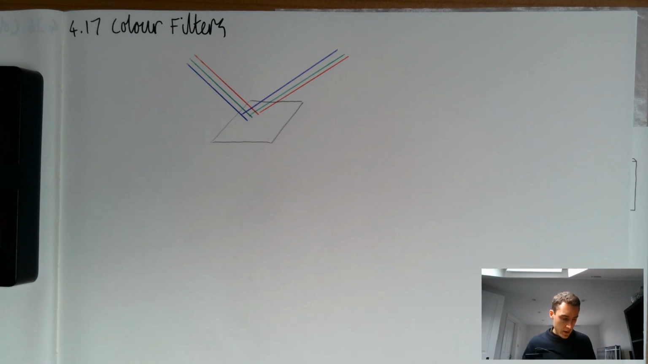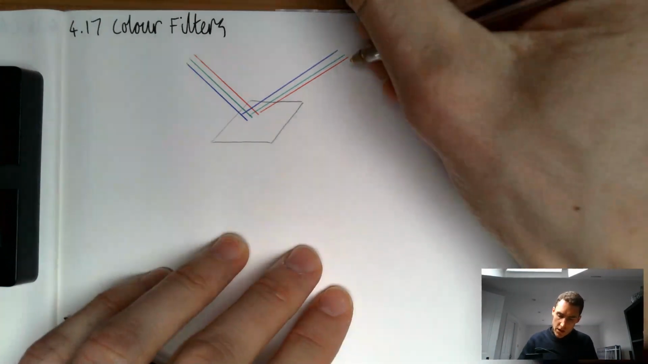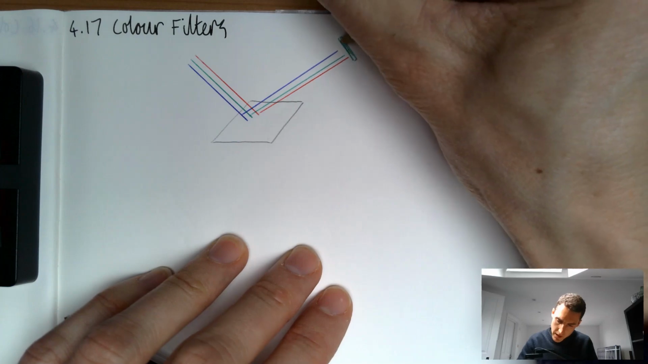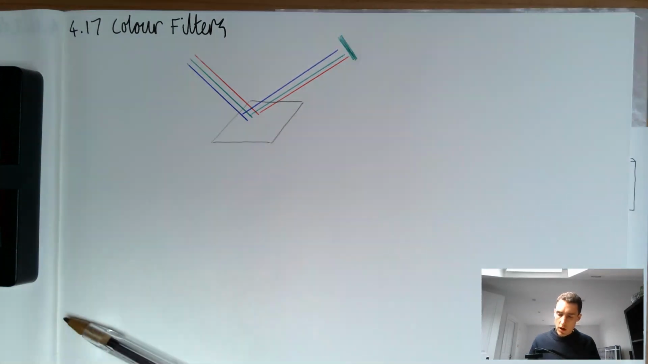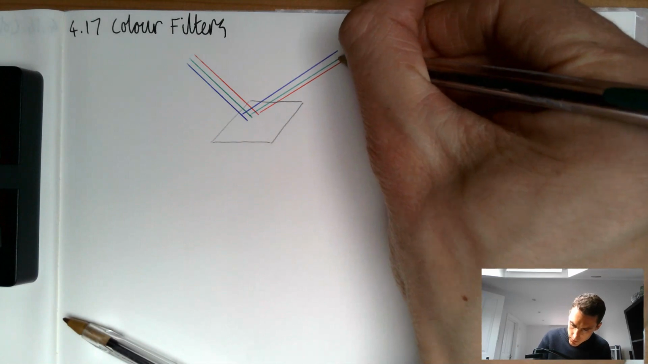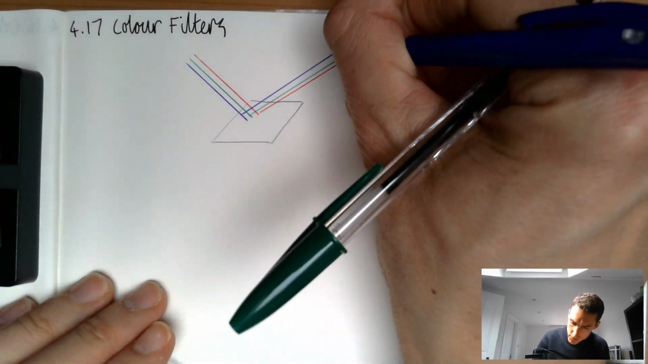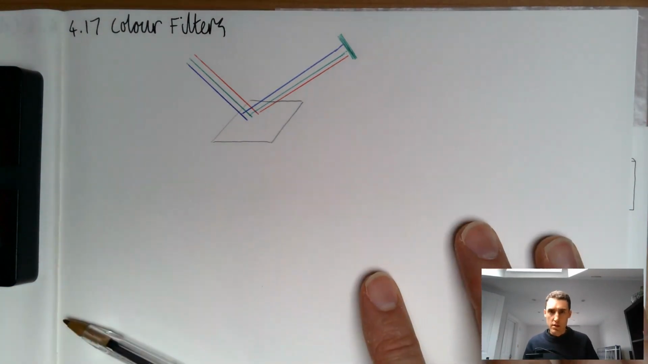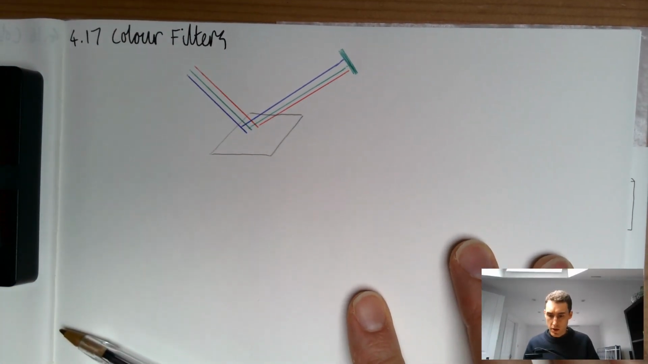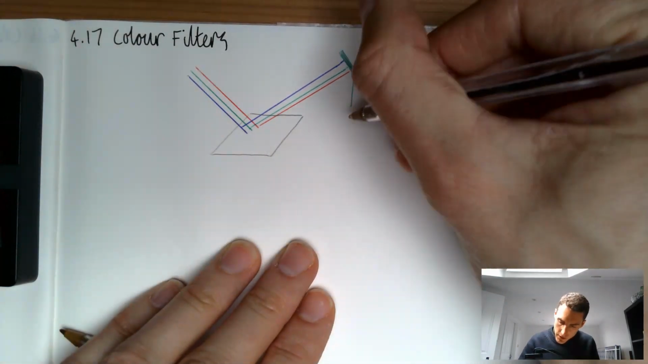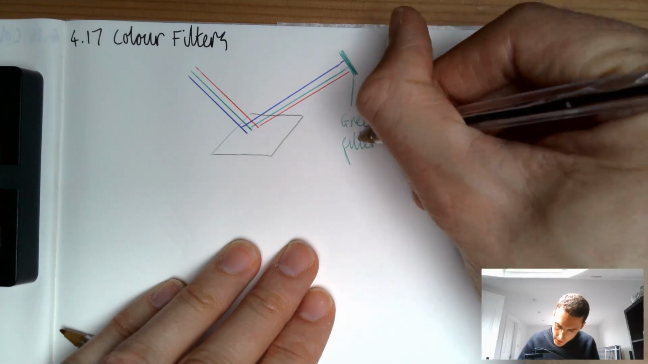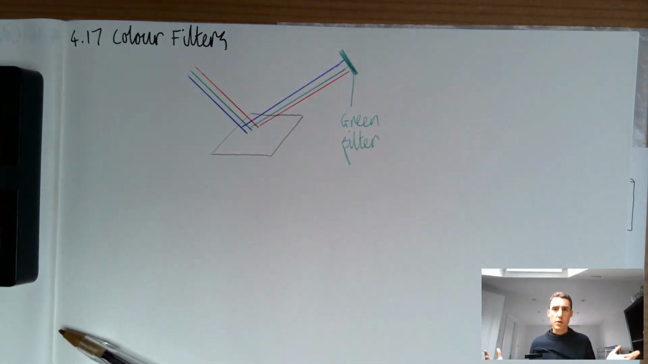But what we can do now is introduce the idea of a colour filter. So what I'm going to do is, and if you've got one to hand, that's even better, put a green filter in the way. This is the question that I want students to think about: what's going to happen when light reaches that green filter? I'm going to label this as a green filter, like this. And I want them to work out what's going to happen.